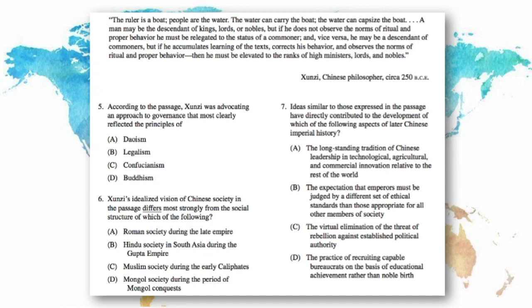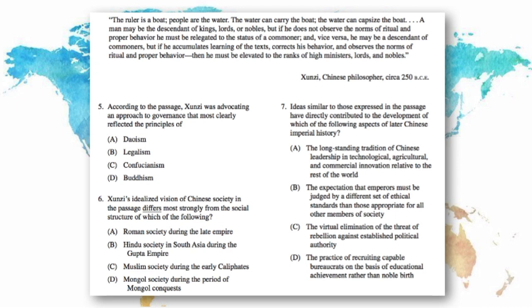A student should read that, see that it's in China, and be able to contextualize this and say that would be Confucianism. Now, if you move on to the next question, it says, Zhongzi's idealized vision of Chinese society in the passage differs most strongly from the social structure of which of the following. You see the skill there. That's a compare-contrast. That's a comparison skill. Students need to determine which of those societies is the opposite of what you see in the passage.